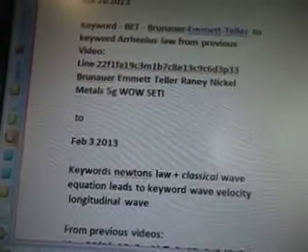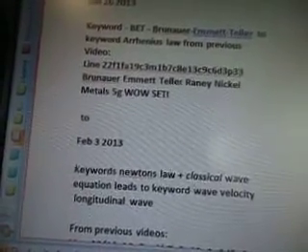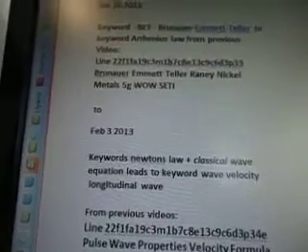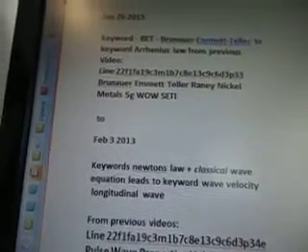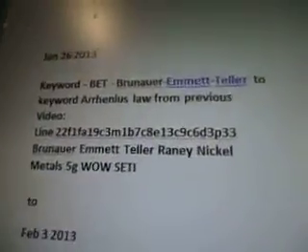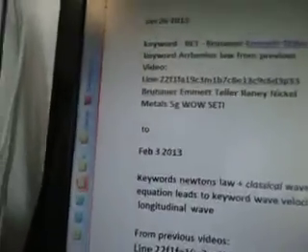The keyword BET, Brunauer-Emmett-Teller, to keyword Arrhenius law from previous video, line 22f1fa19c3m1b7c8e13c9c6d3p33. Brunauer-Emmett-Teller, Raney nickel metals, 5G Wow Seti, to February 3rd.